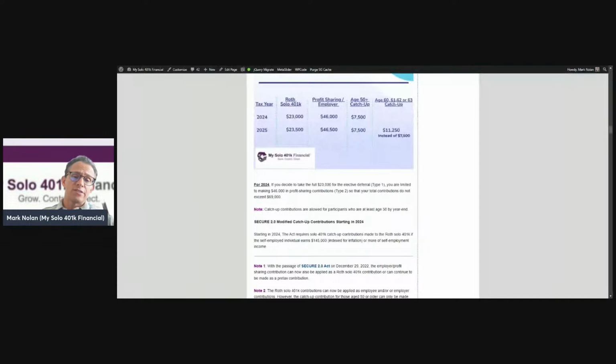Same is true for voluntary after-tax solo 401k contributions, which I don't want to get into right now because they really muddy up the waters. So those are some important differences between the pre-tax solo 401k and the Roth solo 401k from the contribution perspective.